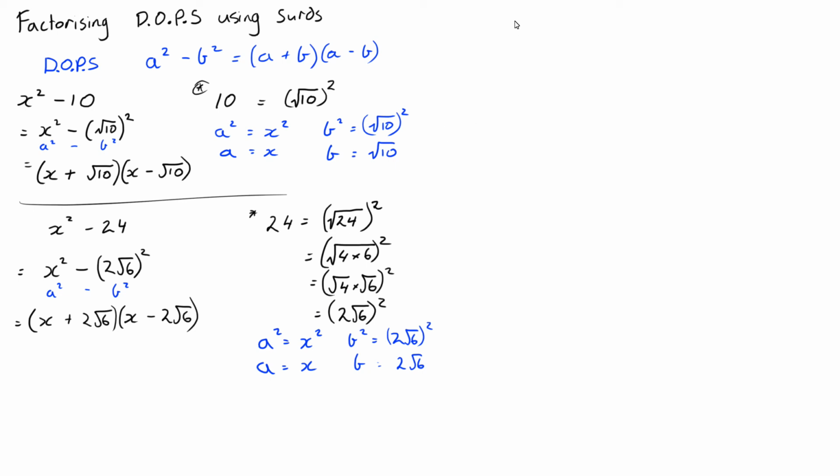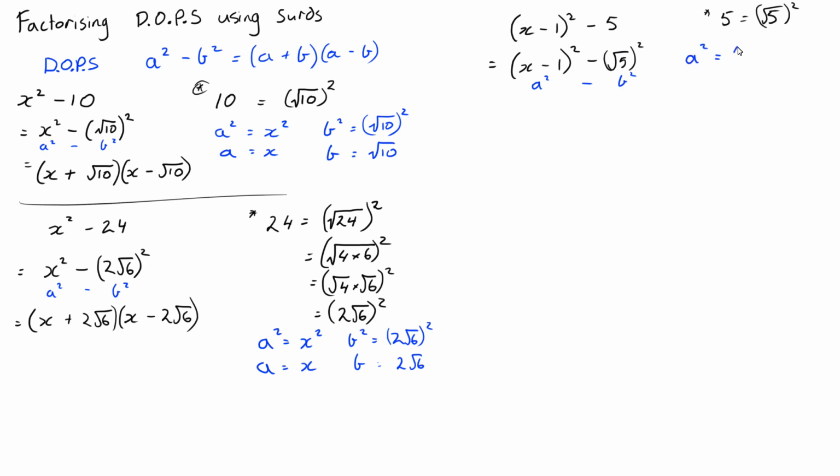One more example. Let's say we've got x minus 1 squared minus 5. First step, I take this 5 and say, what do we need to do to it? I'm going to make it the square root, and then square it. So this is equivalent to x minus 1 squared minus the square root of 5 squared. Then I say, okay, my a squared is x take 1 squared, and the b squared term is the square root of 5 squared.